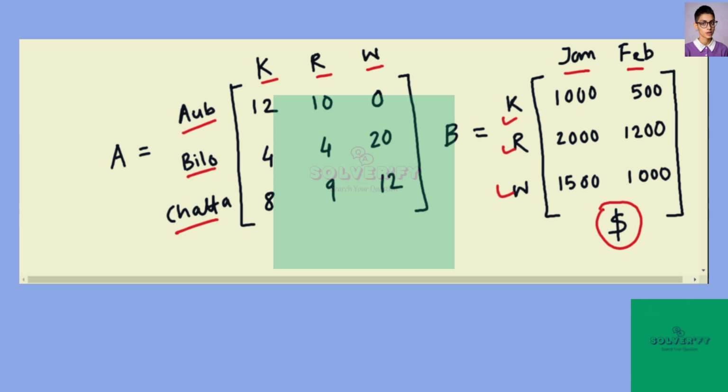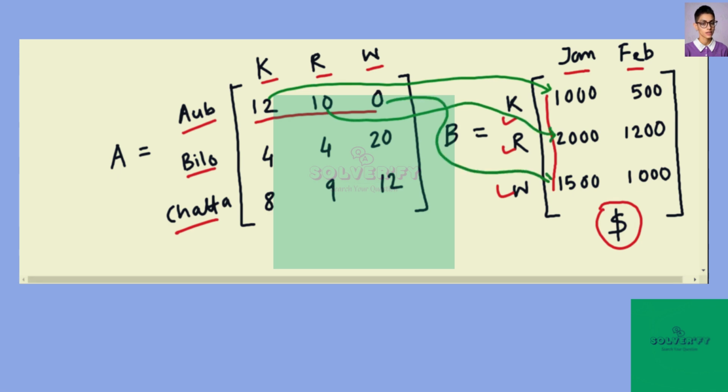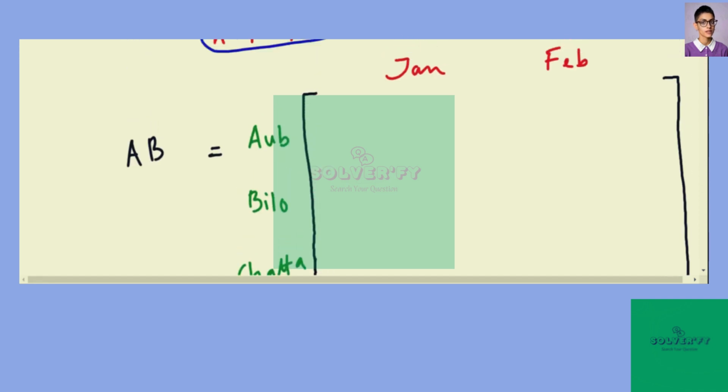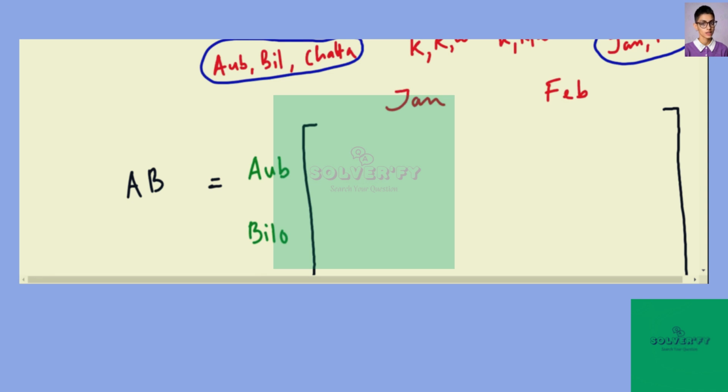For multiplication, first of all, we take the first row of the first matrix and multiply its components with the components of the first column of the second matrix. So 12 is multiplied with 1000, 10 with 2000, and 0 with 1500, and then they are added together. So 12,000 plus 20,000 plus 0. This is for January.